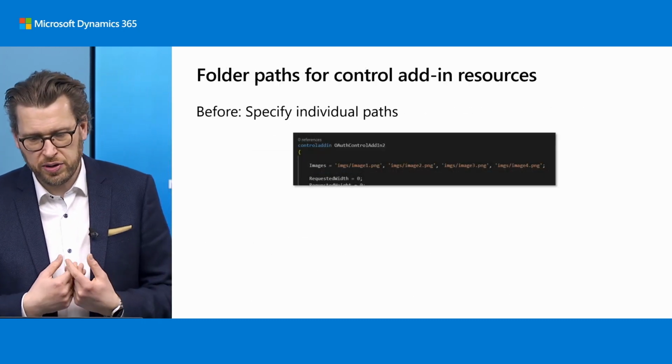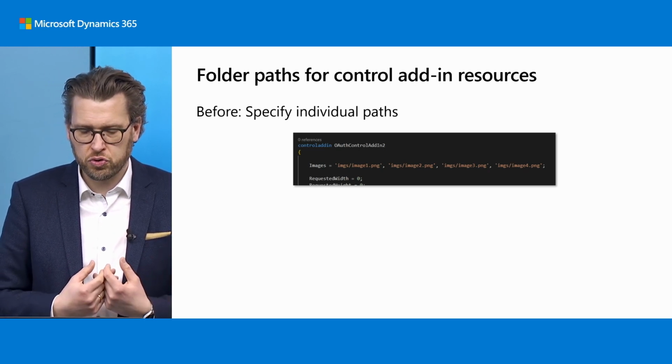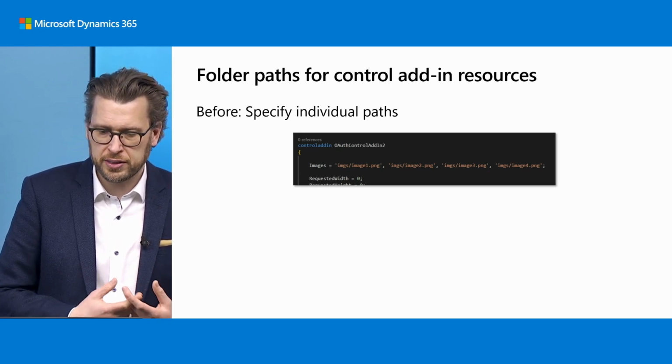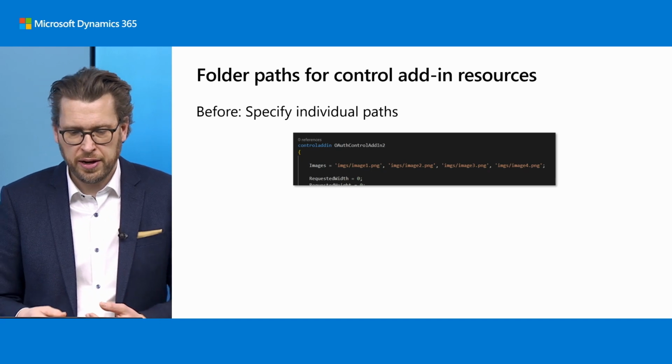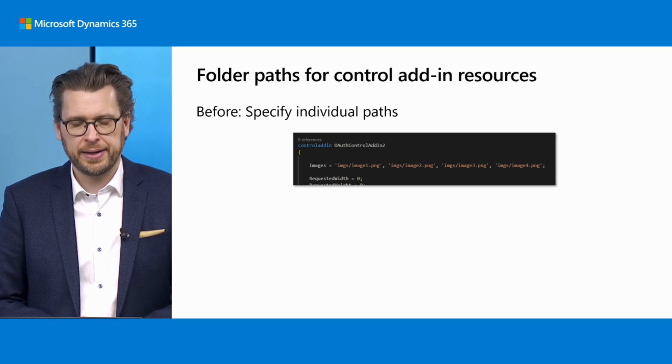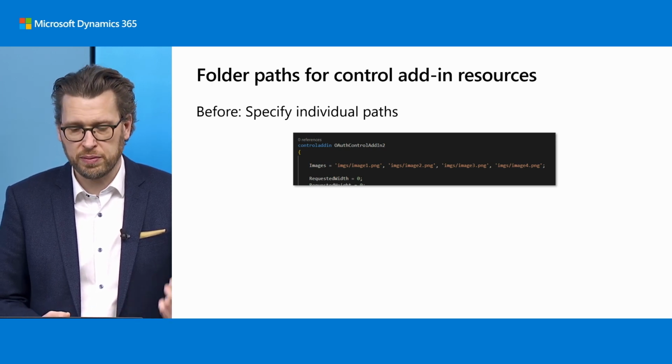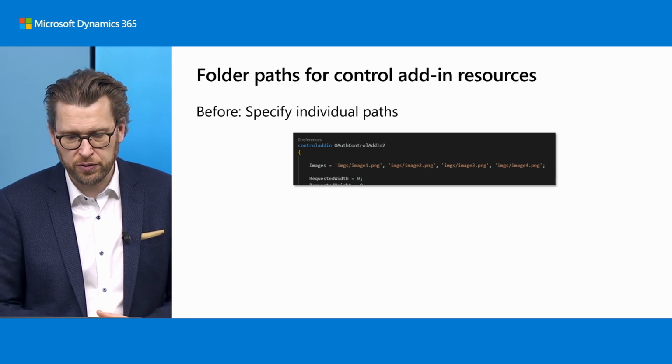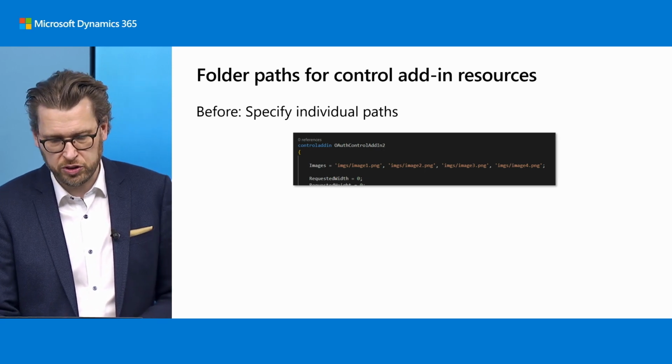So maybe a little related again here to today, when you work with controller.ins and you want to specify resources, then you would have to specify individual paths for every single resource, right? A full path for every one. So in this scenario, we are including images for the image property, and we have to specify the full path for each of the images.